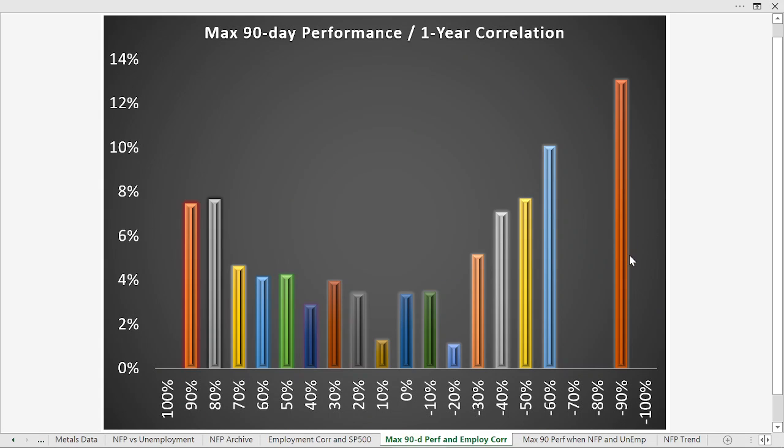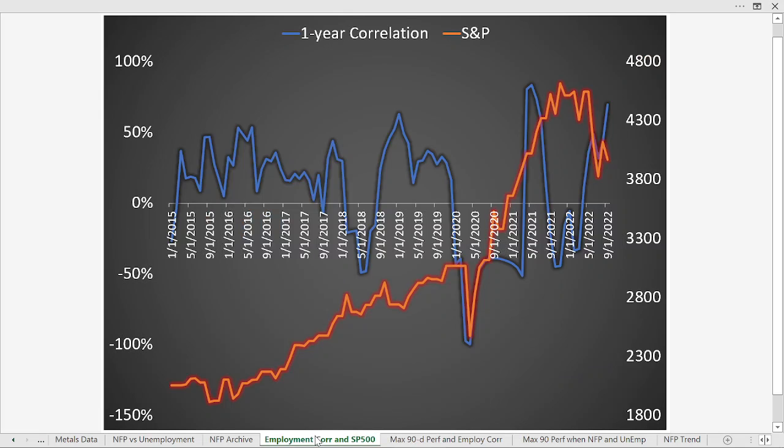Take that out of consideration, for example. The second best number is a 60% negative correlation, and that's a maximum return of 10% on your money in 90 days when we see a 60% negative correlation. And we see that took place.